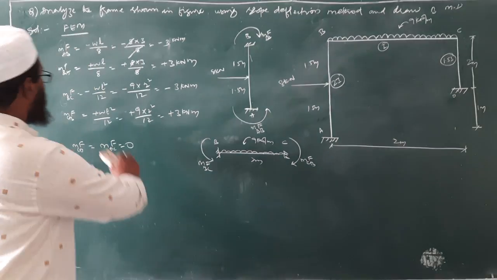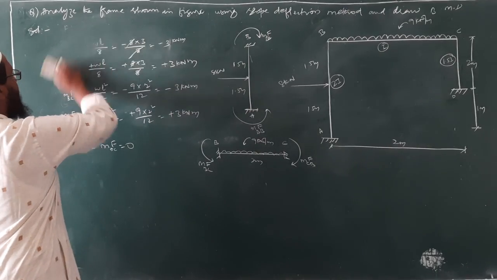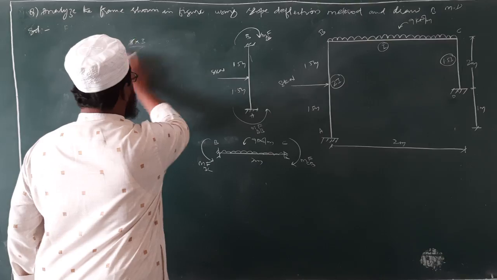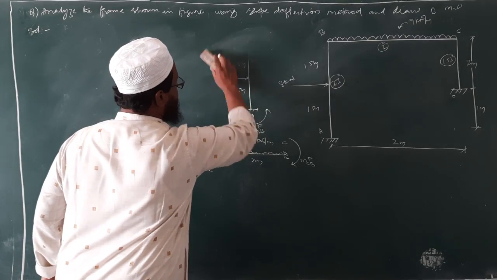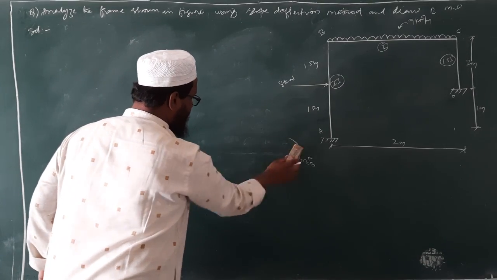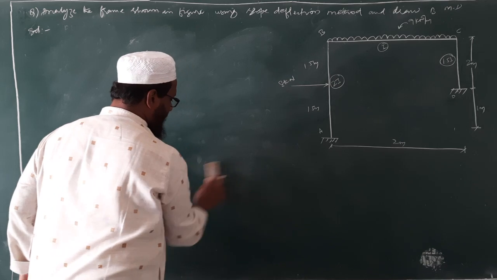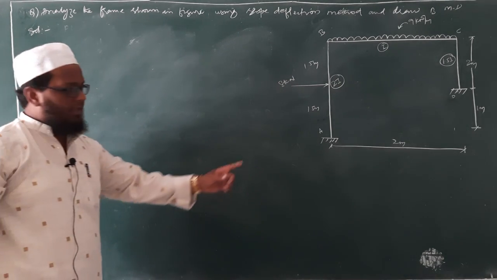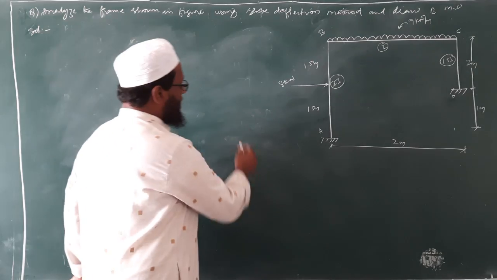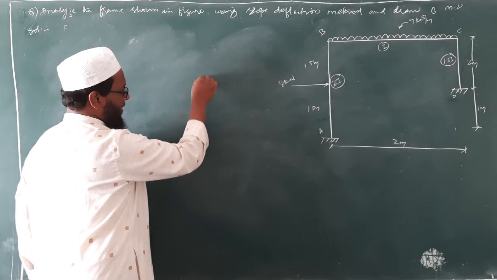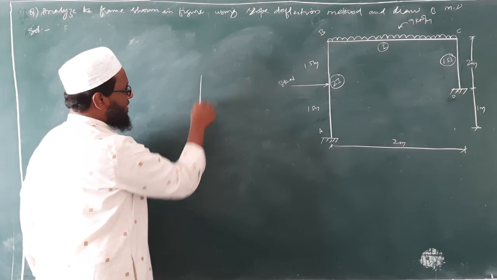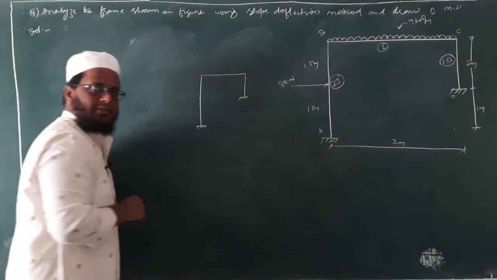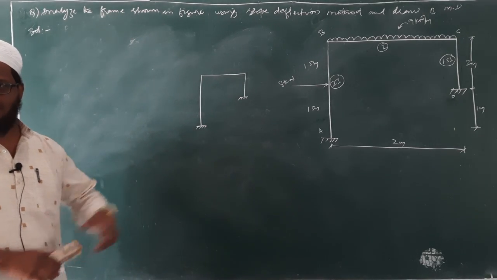Right. So now we'll go for the next step. What is the next step we have? Next step is slope deflection equation. Before going to that, we'll see one thing. See here, I'll draw a small frame of the same frame. See here, this is our frame, right? Able to see? Visible?